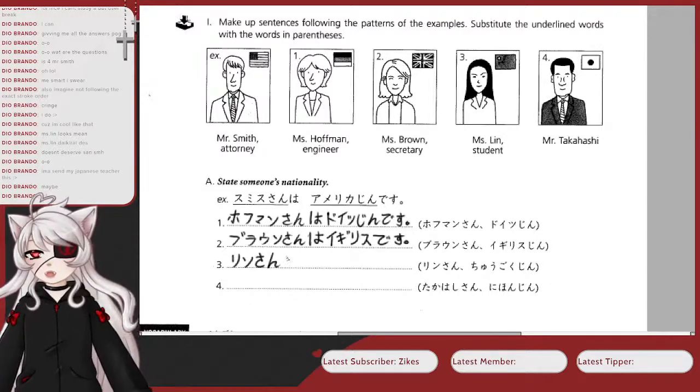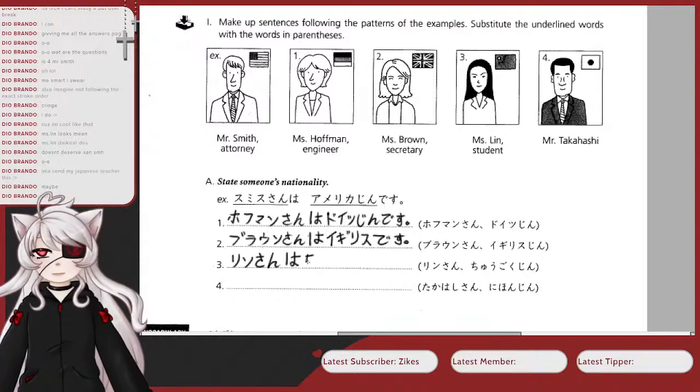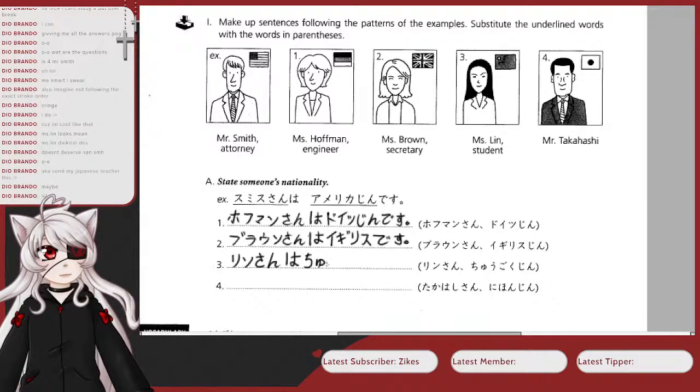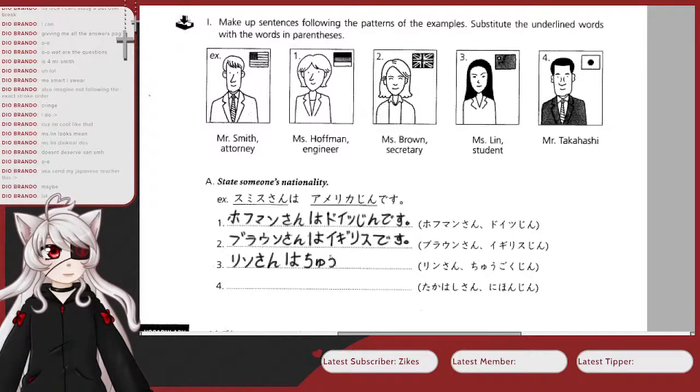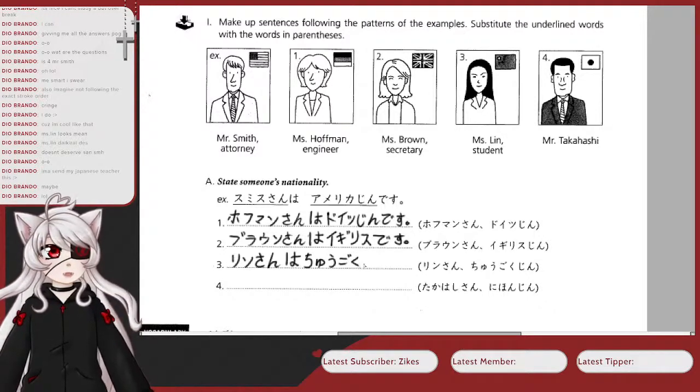Anyway, Rin-san. Rin-san wa, she is from China. She is Chugokujin. Yeah, that's a long word. Man. Oh god. How does this work on such a small scale? How does anyone write in Japanese? Super small, it's really hard to read.